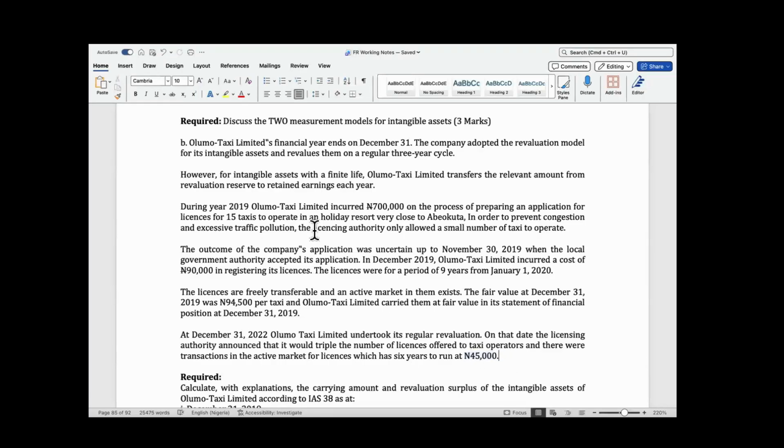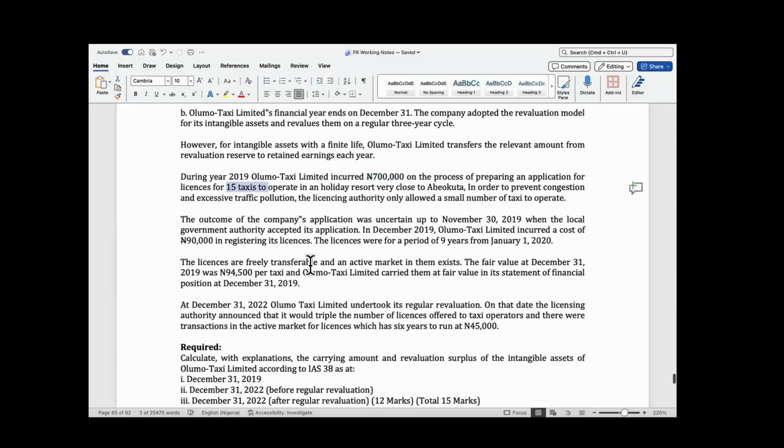Okay, interesting. So he's trying to get a license from the government. Initially he paid 700 for 15 taxis. So this 700 he paid is just to apply. He wasn't sure whether the application would go through until November, when they accepted his application. So in December, he then paid an additional 90,000 to register his licenses.